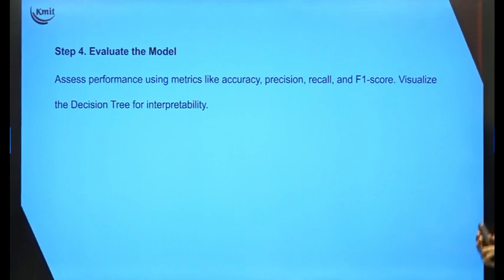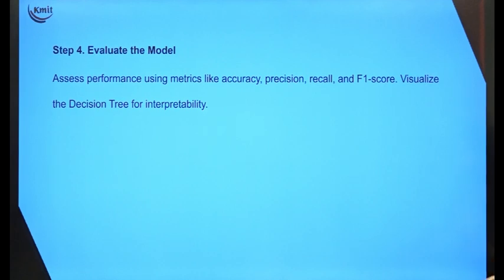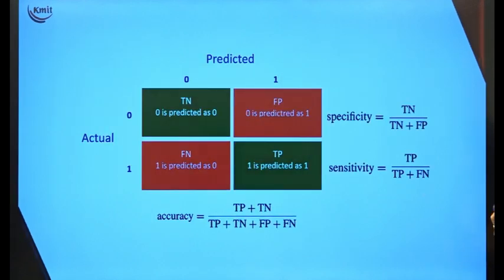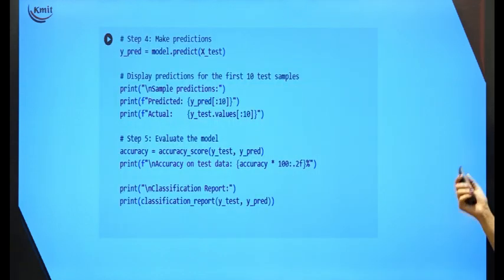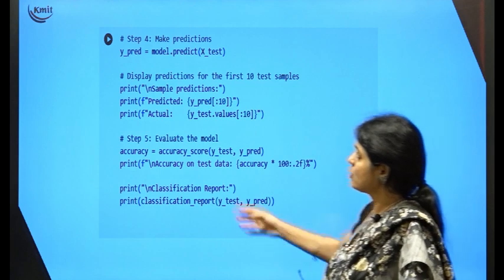After that we will evaluate the model, same as the logistic regression model. We use the performance metrics, accuracy, precision, recall, and we try to visualize the decision tree. This is the confusion matrix which we were talking about in the last session. So the same confusion matrix would be taken, and then we'll try to make the predictions. Here also it will be the same thing.